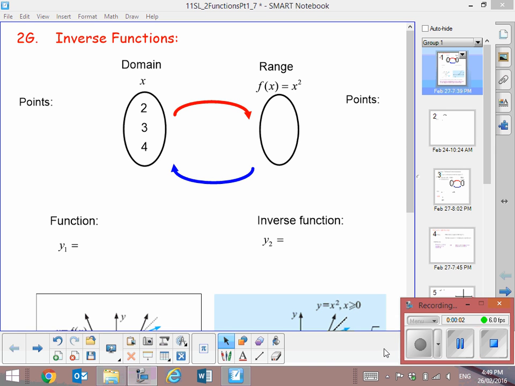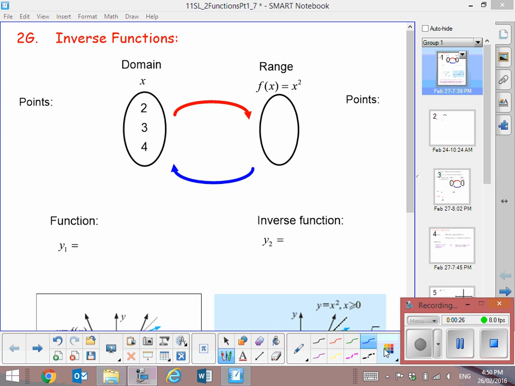Hi, Year 11. The last section of Chapter 2 is inverse functions. And as the name implies, we're looking at functions that are inverses. Remember from your normal arithmetic, the inverse of addition is subtraction, the inverse of multiplying is dividing, and they undo that operation. An inverse function is going to undo what the function did.